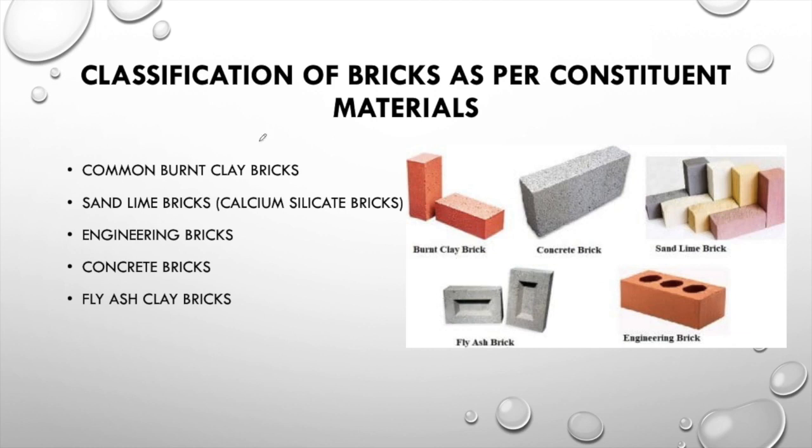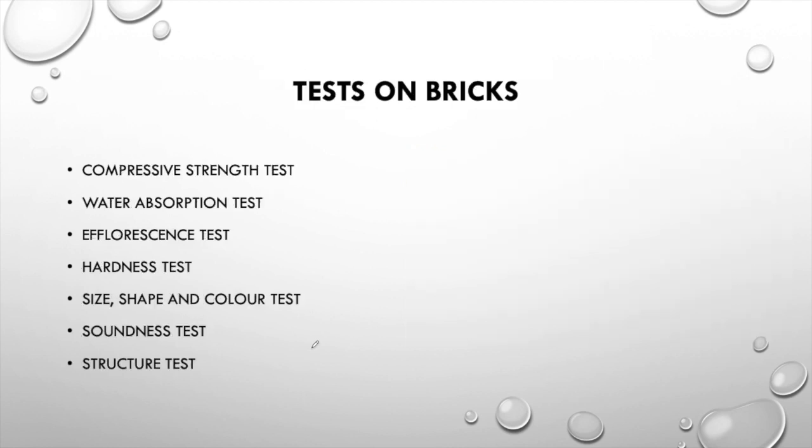First of all, these are common burnt clay bricks. These are normal bricks which we have already seen. There are sand lime bricks or calcium silicate bricks, engineering bricks of specific qualities, concrete bricks manufactured by concrete block, and fly ash bricks which contain fly ash in them. Now these fly ash bricks are very much used in the urban areas.